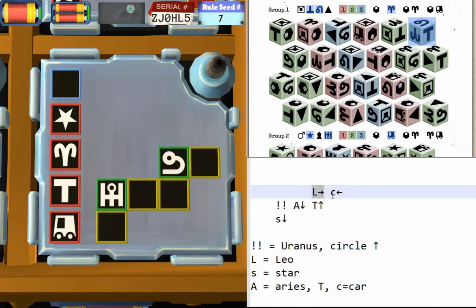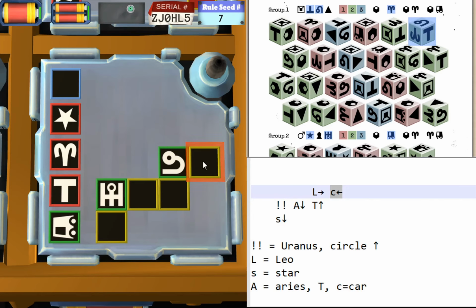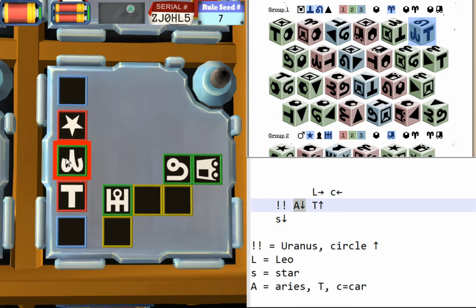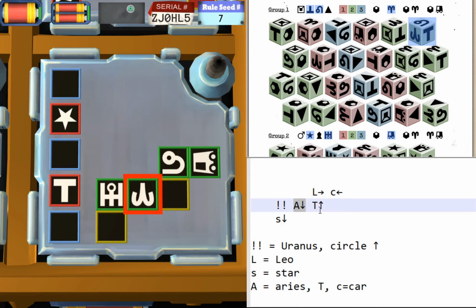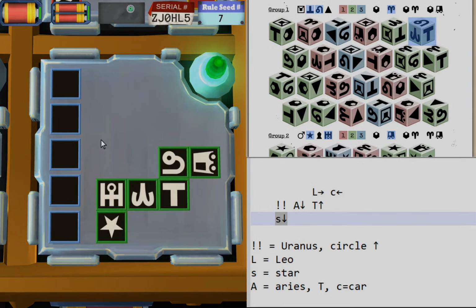Next, let's put the car with the top facing left, so that would be like this, in Delta 1. Then we move on to Bravo 2. We want Aries upside down, so we do that. And then the next one would be the T symbol, right side up. And finally we have the star upside down, which is already the case, and the module is solved.